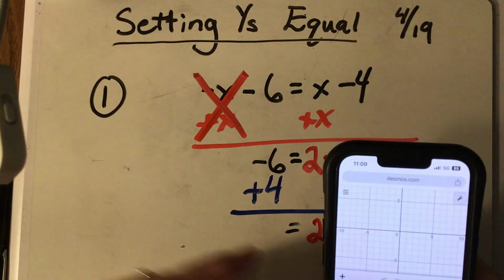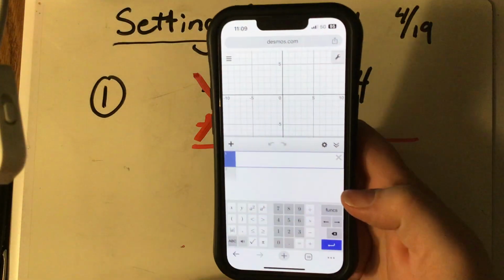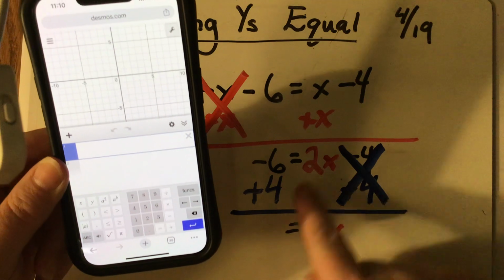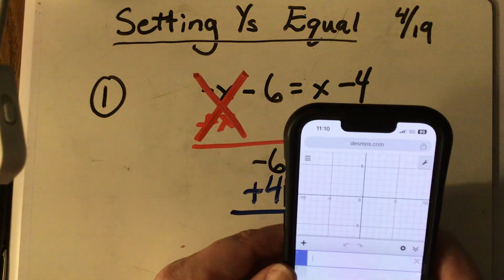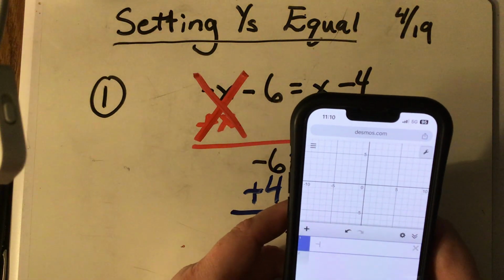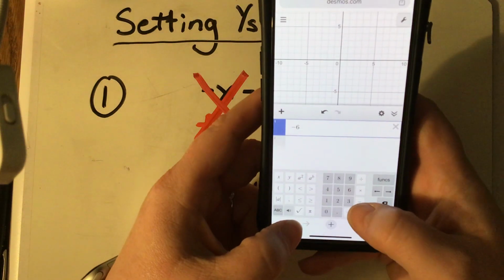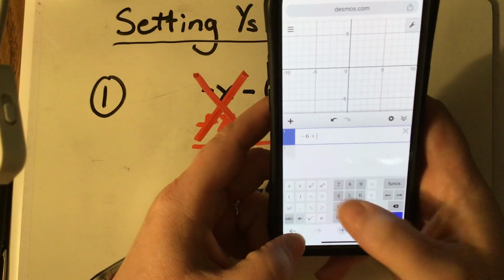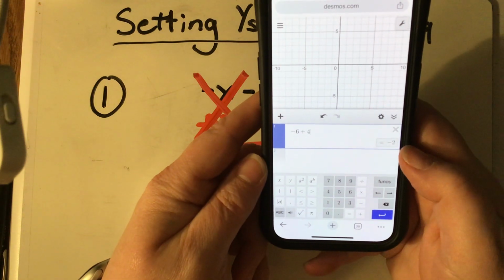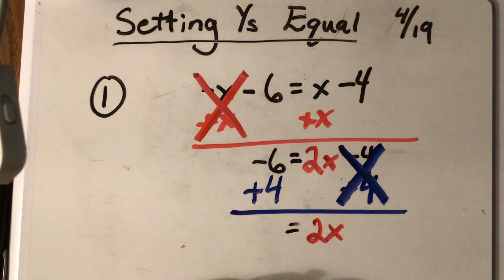So do yourself a favor. Use Desmos. Use your calculator. It is your friend. Negative 6 plus 4. So negative 6. Oh, you can't see. Sorry. Negative 6 plus 4. Oh, look. That's negative 2. Okay. Let's put that down.